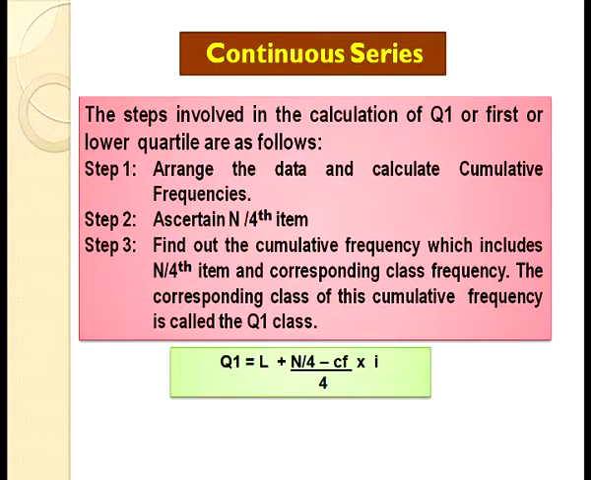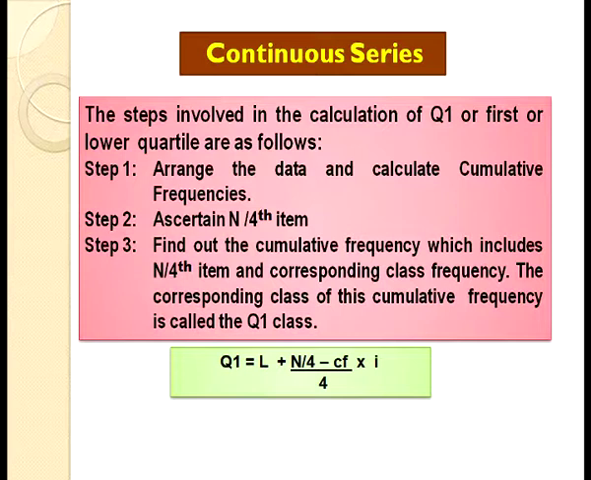Step 2, here we are going to find out the Q1 class. For that we need to ascertain the n by 4th item. Now once I have found out the value of the n by 4th item, I am going to look into the cumulative frequency for the n by 4th item. This would be step 3.